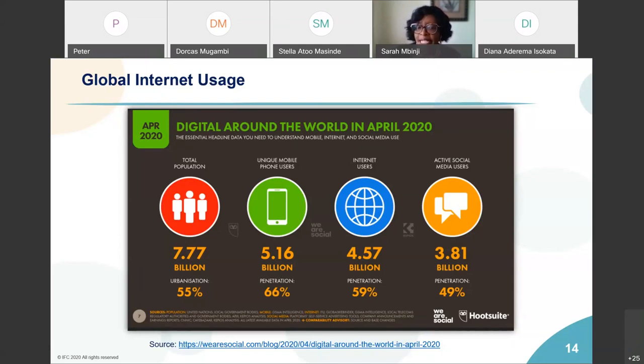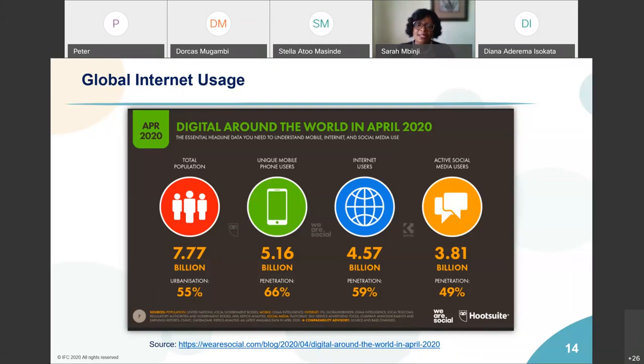When you look at that slide, it shows you a total population of 7.8 billion the world over. Out of that 7.8 billion, more than 50% of these people are living in cities. The second statistic is about unique mobile phone users. Here in Kenya, everywhere you go, in the market, in the matatu, everybody is using a smartphone. Globally, we're looking at over 5 billion people, 66% penetration.